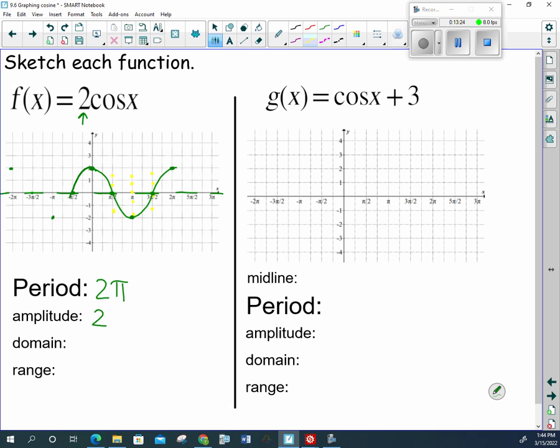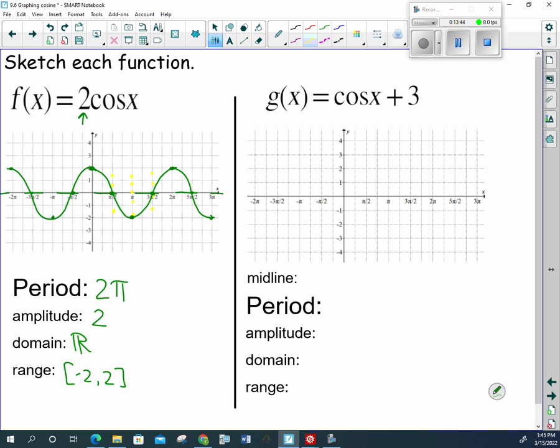So I went backwards. There we go. You could go forward more if you wanted. And there we go. Used all of our graph paper. Okay, domain is all reals. And the range on this one is going to go from -2 to +2.